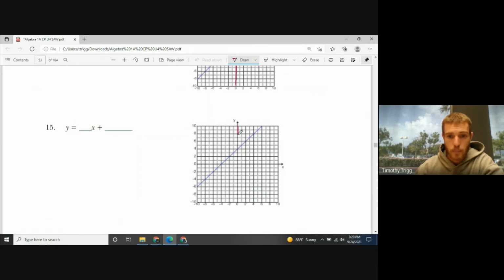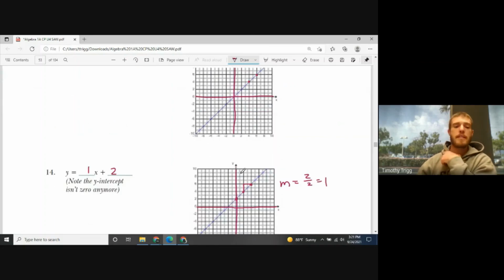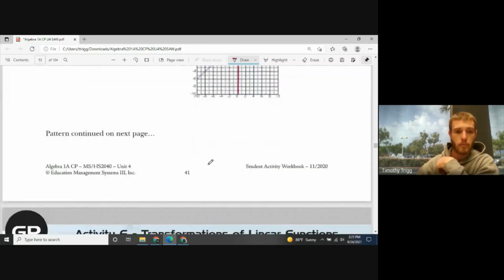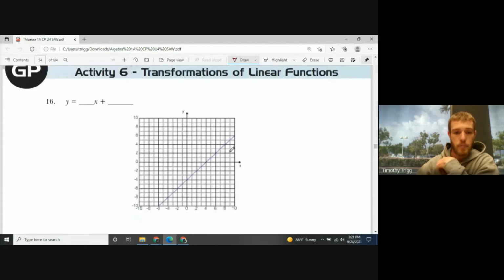Let's go ahead and take a look at this one. Here's the y-axis, and here's the x-axis. Our y-intercept here is at 1, 2, 3, 4. So our y-intercept, our b, is at 4. What's the slope here? So I'm going to look at these 2 points. Rise 2, run 2, 2 over 2, which is a slope of 1. So all of these have the same slope.